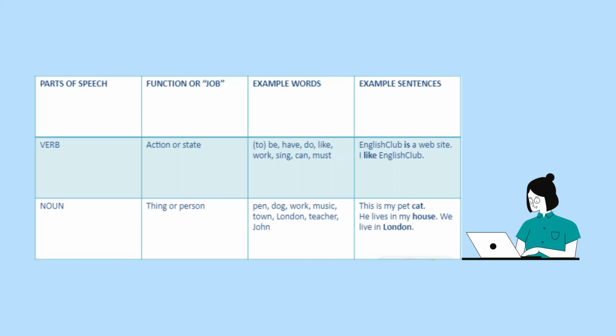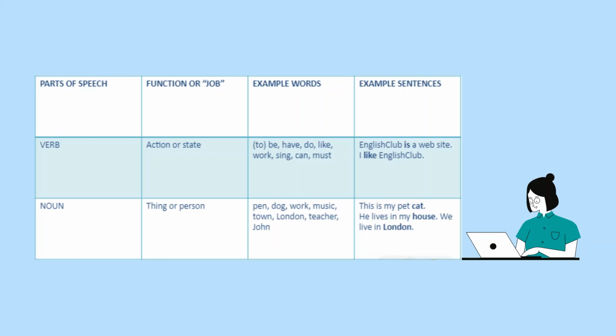The next is noun. The function of noun is defining a thing or a person. Let us take some example words for nouns. The first one is pen, then dog, work, music, town, London, teacher, John, etc. So noun is anything that has a name, to understand it clearly and easily.